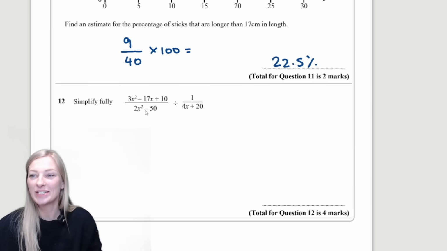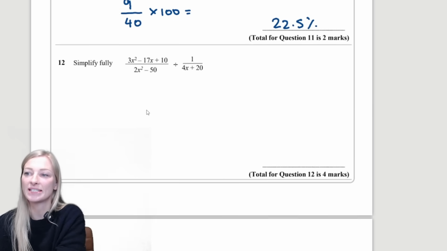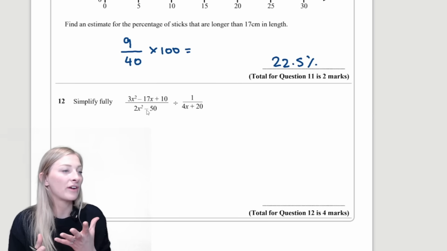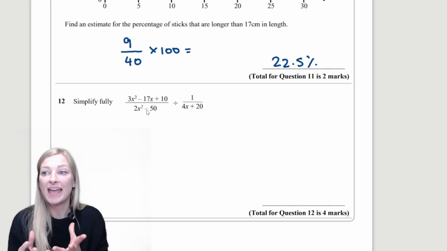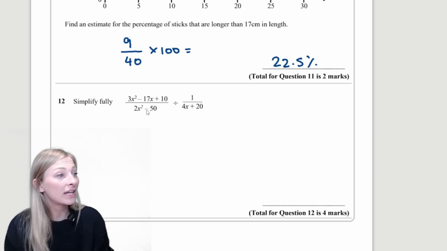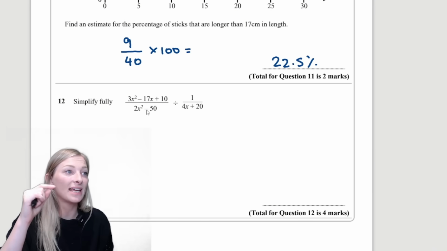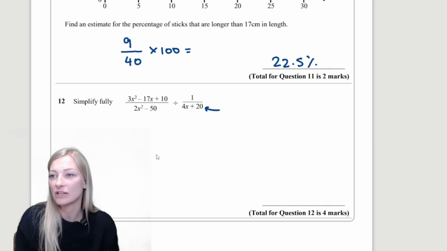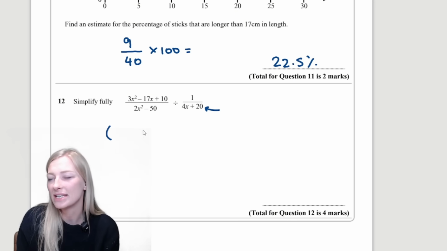Great. Question number 12, and we're asked to simplify this algebraic fraction. Now, the first thing we want to do whenever we see an algebraic fraction is check whether anything can be factorised. And I'm looking at this and I'm thinking, yeah, I've got a quadratic on the top and the bottom there. I can also see that this linear term can be factorised as well. So let's put all of this into brackets.